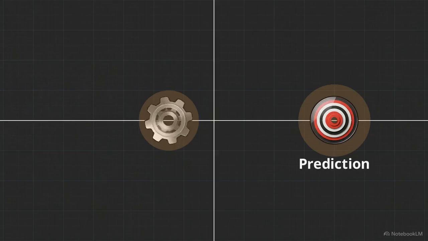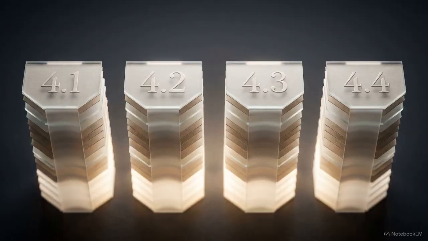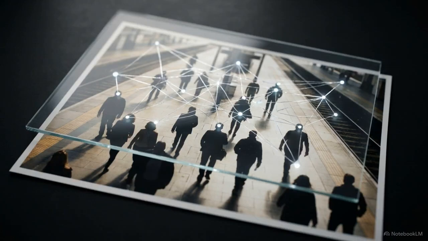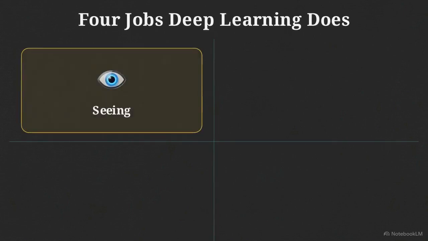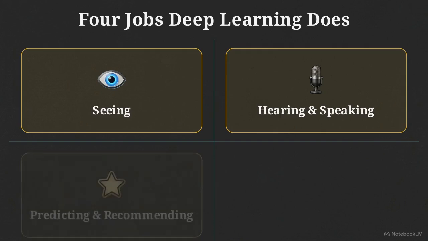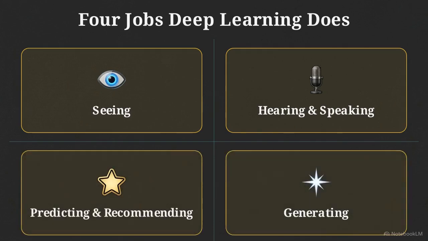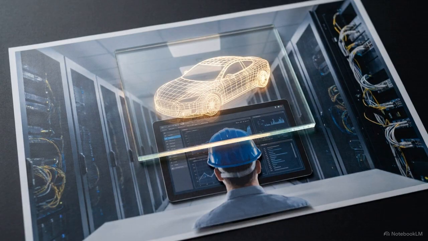a prediction. To see how this works in practice, we will look at sections 4.1 through 4.4, breaking down exactly how these trained networks operate in our daily lives. Specifically, we can organize what deep learning does into 4 major jobs: seeing, hearing and speaking, predicting and recommending, and generating. Deep learning first gained public attention for vision tasks.